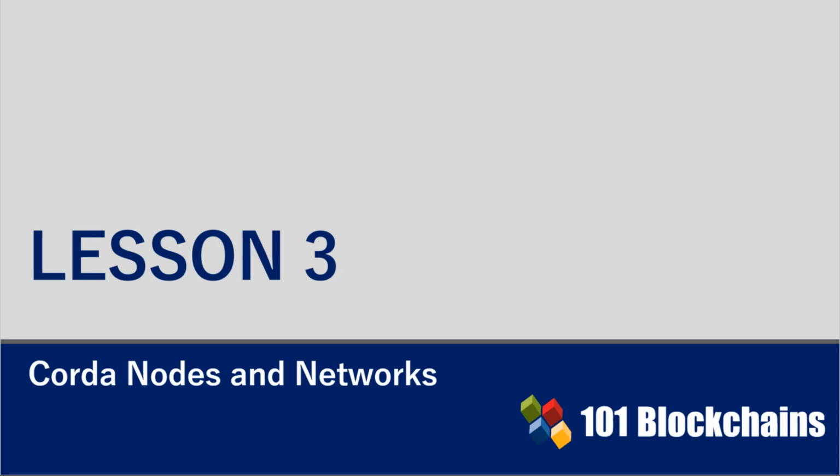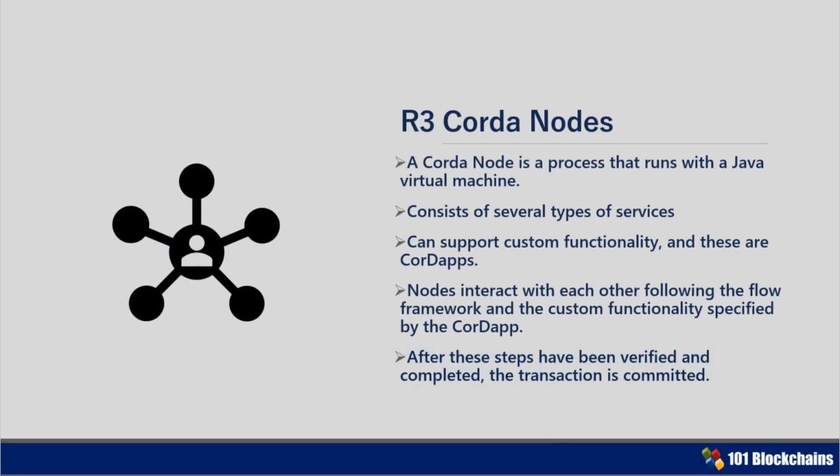When it comes to deploying nodes and networks for our Corda architecture, it's really important to grasp the different types of nodes available and also how we can deploy the network. When it comes to Corda nodes, it's important to know that at its simplest level, a Corda node is nothing more than a Java virtual machine. Now, we could deploy a JVM with specific types of services that are running.